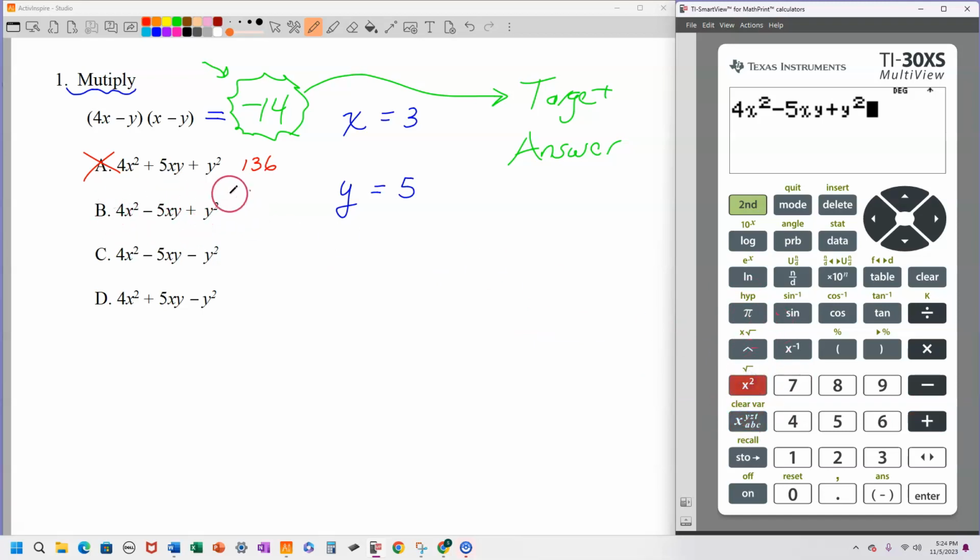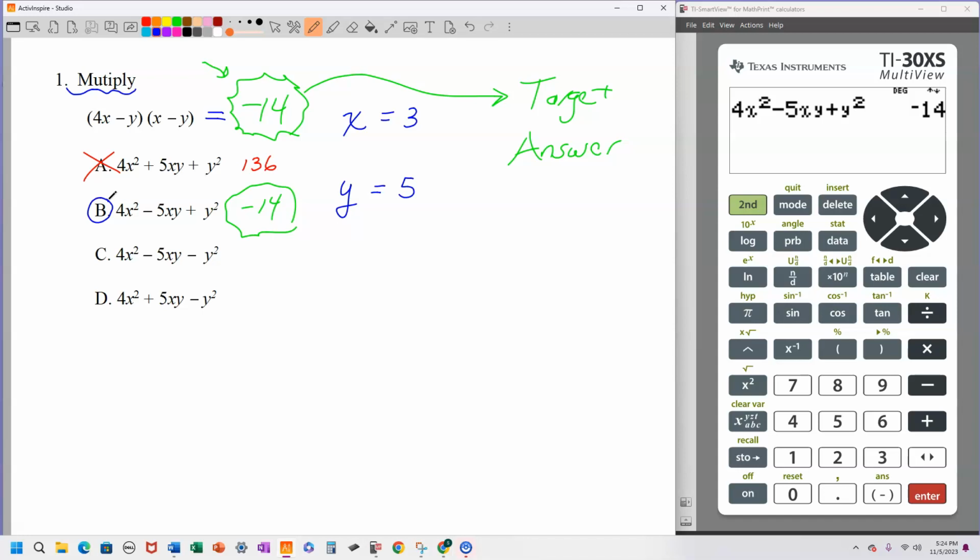Make sure this matches up with this. 4x squared minus 5xy plus y squared. 4x squared minus 5xy plus y squared matches up. Hit enter. Now look at that. I got negative 14. So watch, this is negative 14. Matches up with my target answer. So B is my answer, and I'm done.